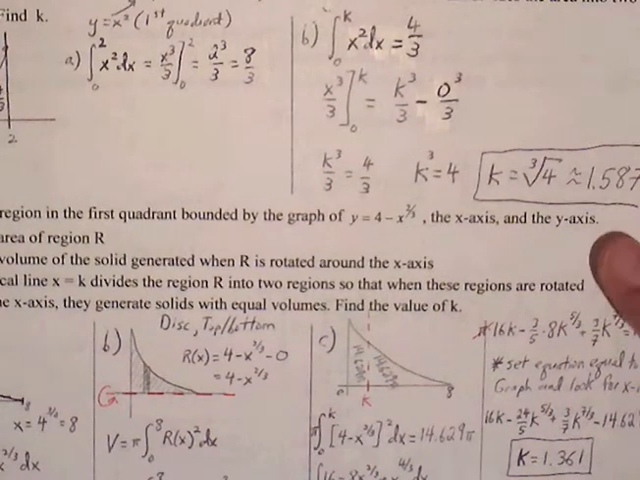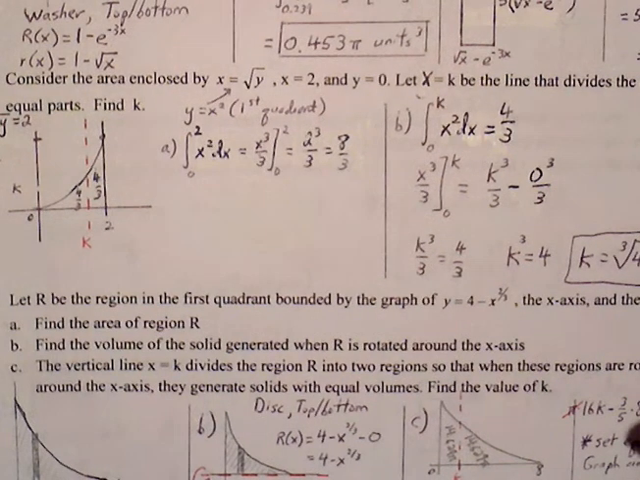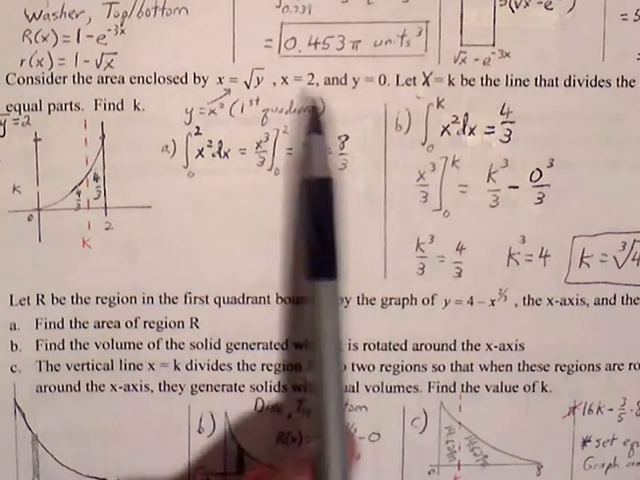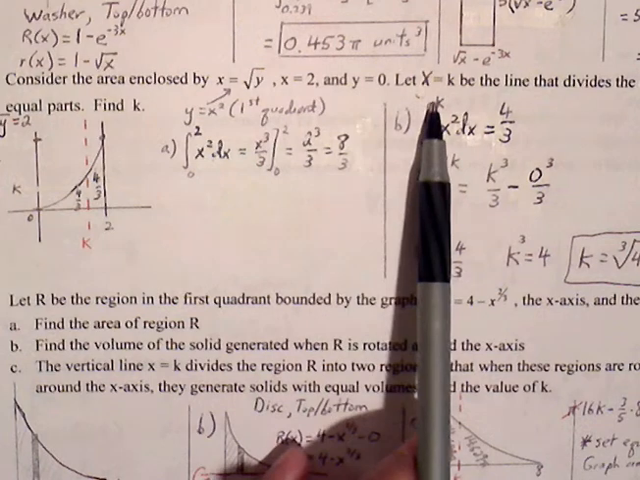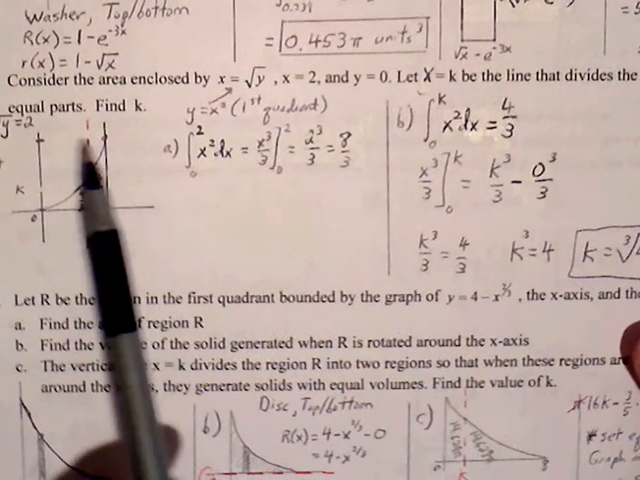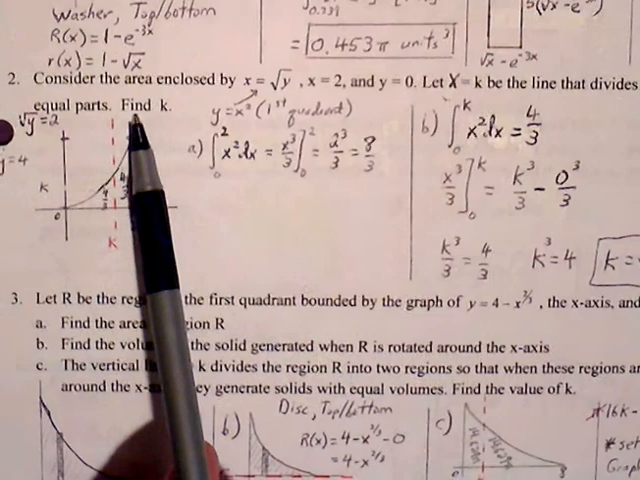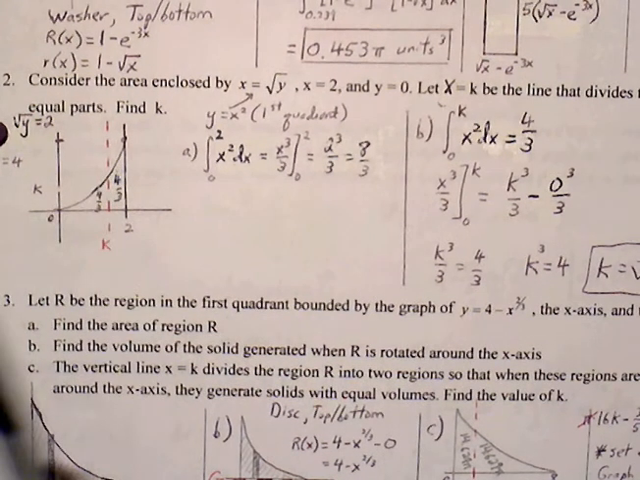Okay, let's look at number 2. Consider the area enclosed by x equals root y, x equals 2, and y equals 0. Let x equals k be the line that divides the area into 2 equal parts. So the first part that is not on this sheet is first find the area of the enclosed region.